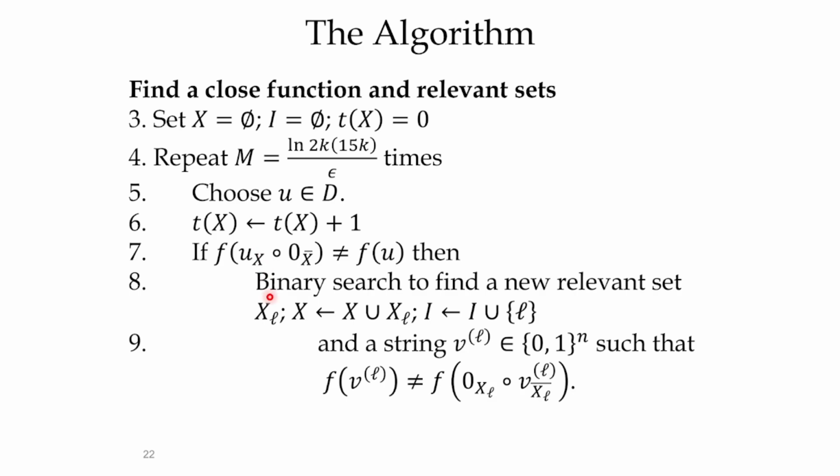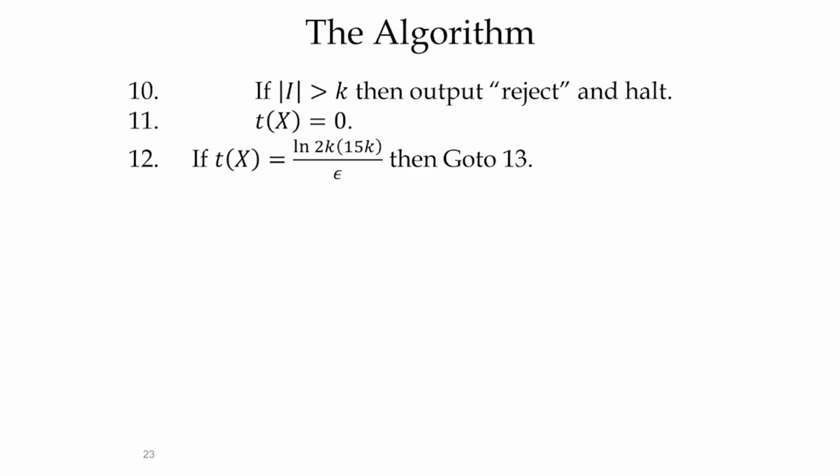In line 8, we also update the set capital I. And in line 10, if we found more than k relevant variables, then the function is not k-junta and we output reject. If not, then in line 11, we reduce the counter back to 0.